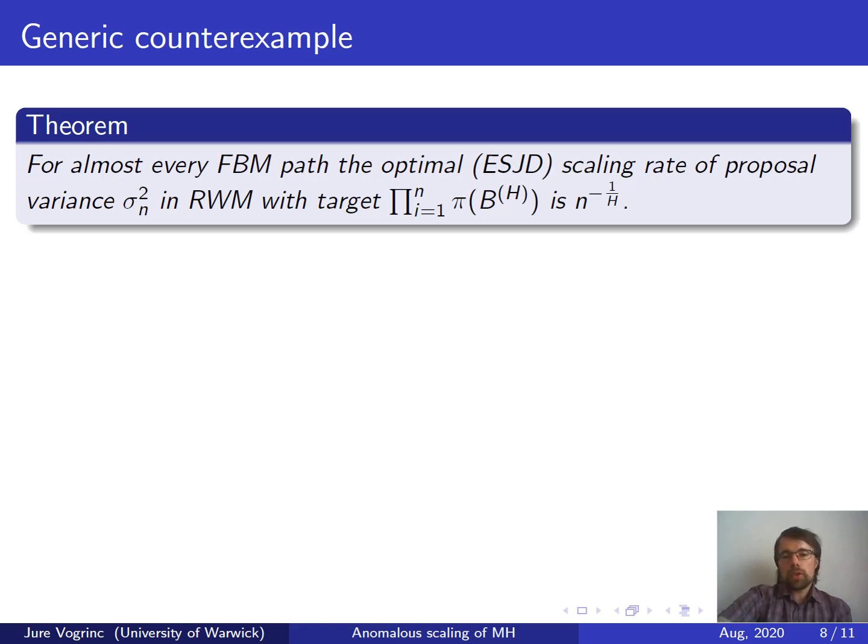For almost every fractional Brownian motion path, the optimal scaling rate for proposal variance in random walk Metropolis that should be used with this target is not 1/n, as in the classical result. Rather than that, it's this thing here. This is worse; in the usual case h would be equal to 1, and we would get 1/n here. But instead, it turns out that the best rate to scale the variance is L squared divided by n to the 1/h. And on top of that, for any fixed h, we can optimize what's the best acceptance rate.